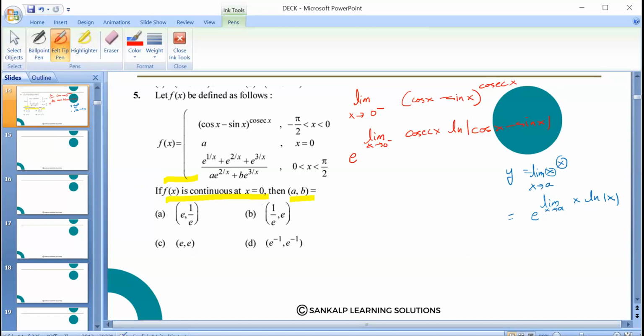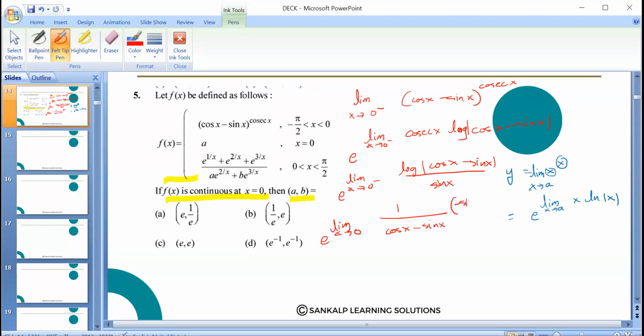Okay, now after this, to apply L'Hopital's rule, we must have a denominator. So I will take log of (cos x minus sin x) in the numerator, and cosecant x as 1 by sin x. Now if you apply L'Hopital's rule, numerator log derivative is 1 by (cos x minus sin x). Cos x derivative is minus sin x. Sin x derivative is cos x. But in the denominator, sin x derivative we have cos x. This is what it is.